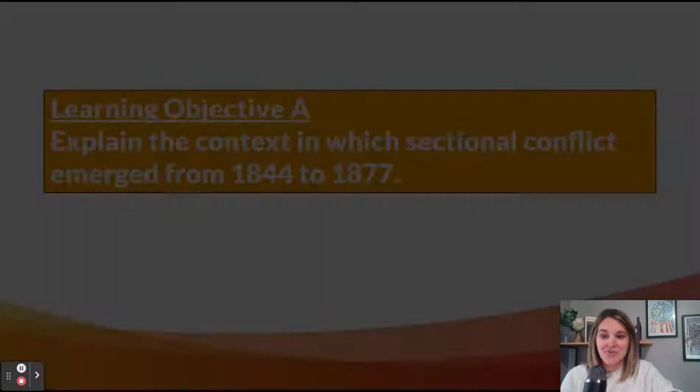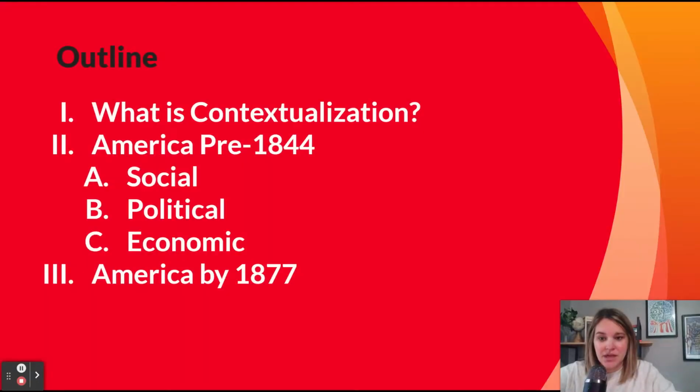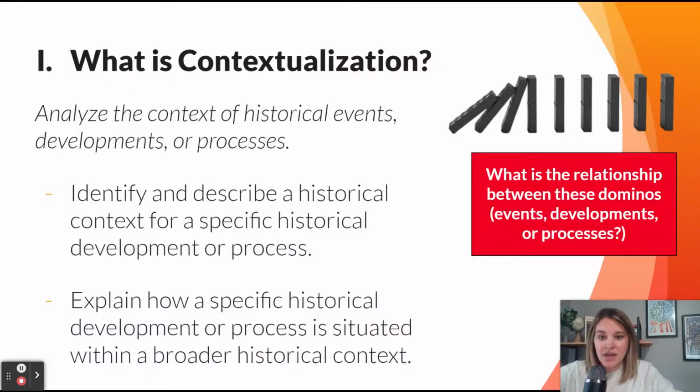So to start, we're going to attack this learning objective: explain the context in which sectional conflict emerged from 1844 to 1877. We're going to do a quick review over what is contextualization. We're going to talk about the social, political, and economic conditions in America before 1844, and then do a preview of America by 1877.